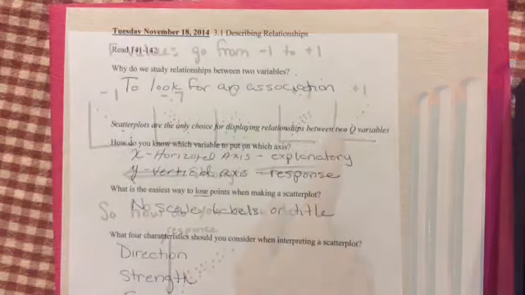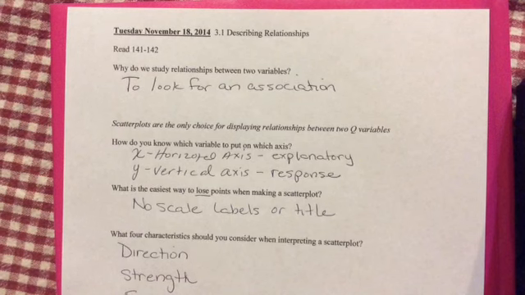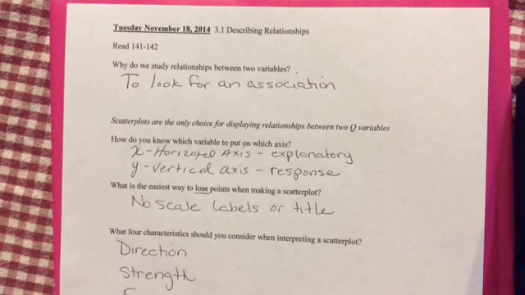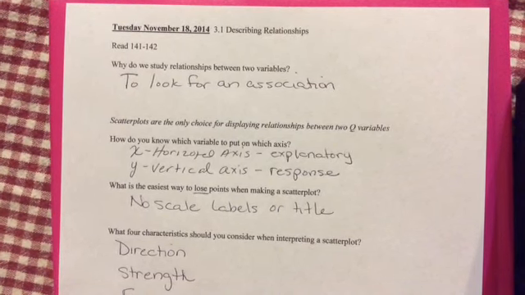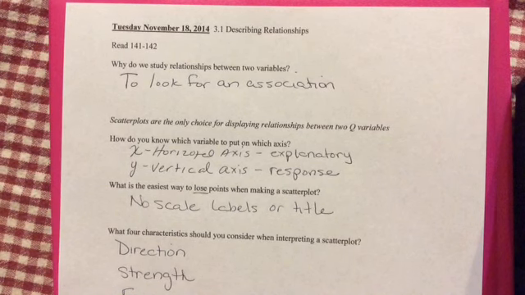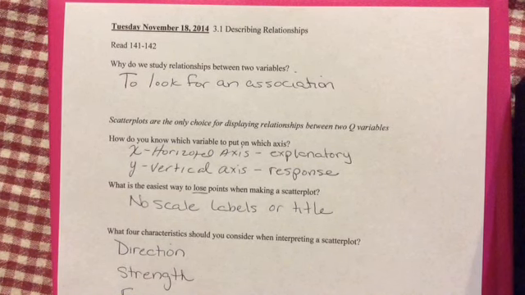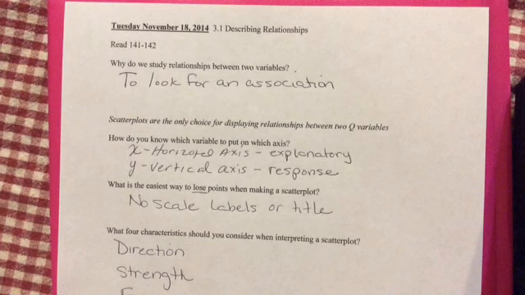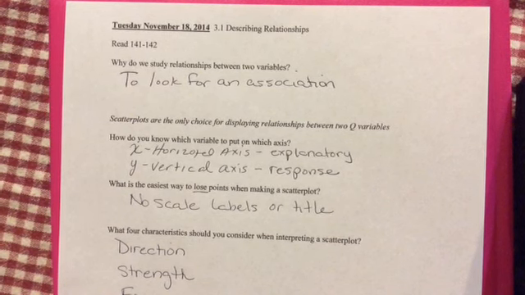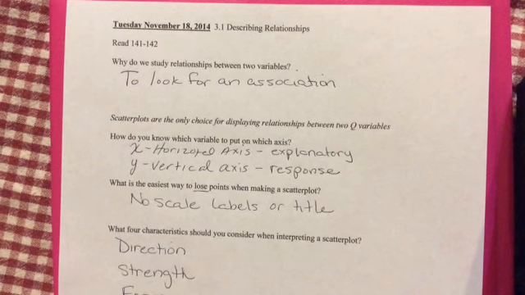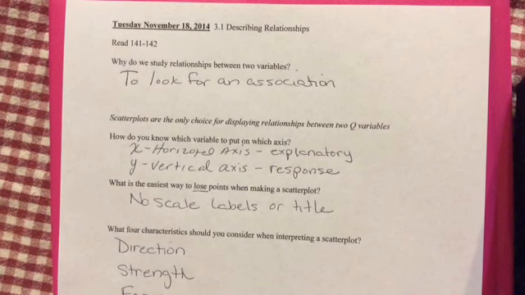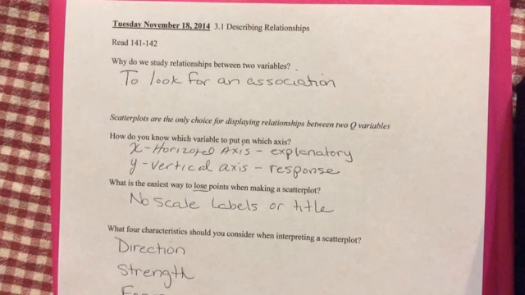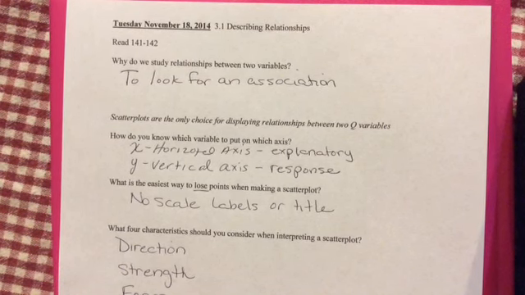So again, welcome back. Let's take a look at describing relationships. What do we do if we have two variables and we want to study the relationship between them? Well, what we're going to do is look for an association. We're going to see if there's one variable that is associated in some way with another variable. And that's the whole reason why we even study scatter plots.